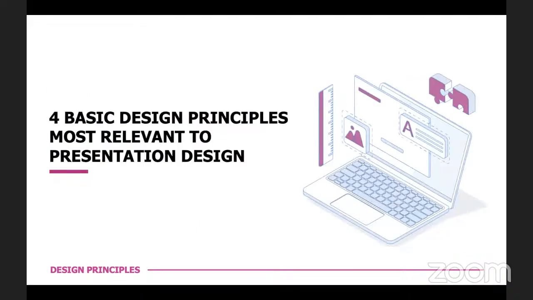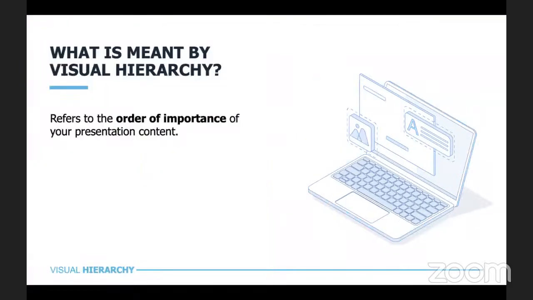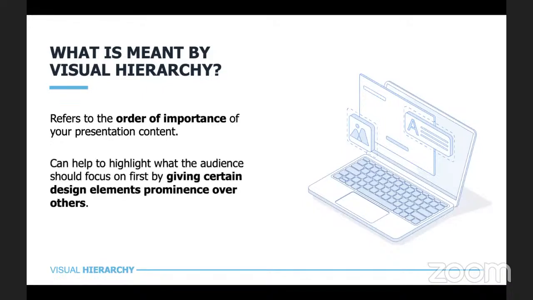Let's focus on 4 basic design principles that are relevant to presentation design. And the first is going to be visual hierarchy. What is meant by this? Visual hierarchy refers to the order of importance of the items on your slide. It guides your user's eye across the slide to the most important elements on the slide. Think of what do you want people to view first and what do you want them to view next.